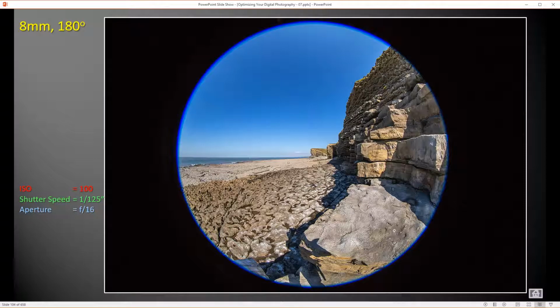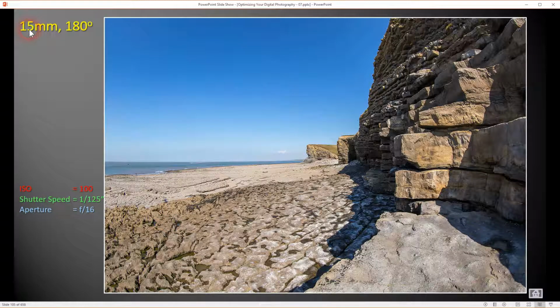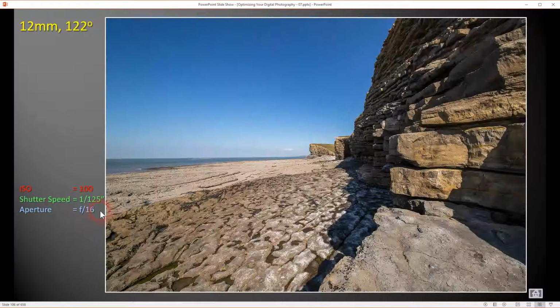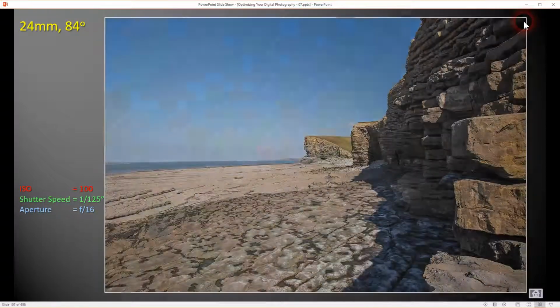So we'll start off with an 8mm, 180 degrees of view, and it's a circular image in this case. This is still a fisheye lens, but it's a full frame fisheye lens. Between the corner there and the corner here, it's 180 degrees. Notice the exposure is exactly the same. 12mm. Now this gives you what's called a rectilinear type of image, so there's very little distortion in the image. And it gives you an angle of view of about 122 degrees from corner to corner.